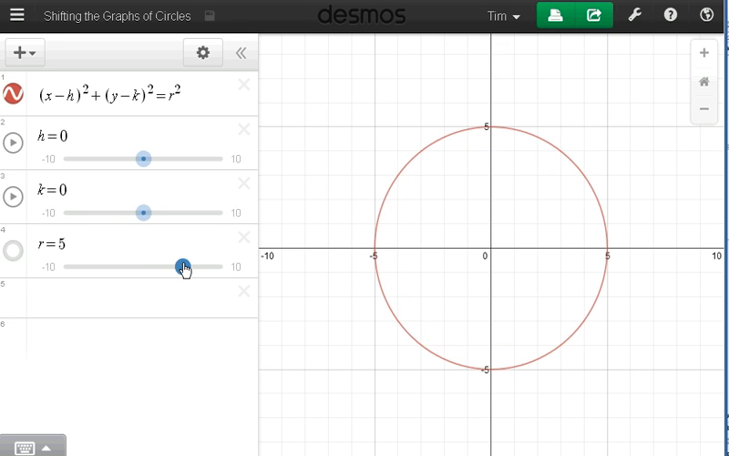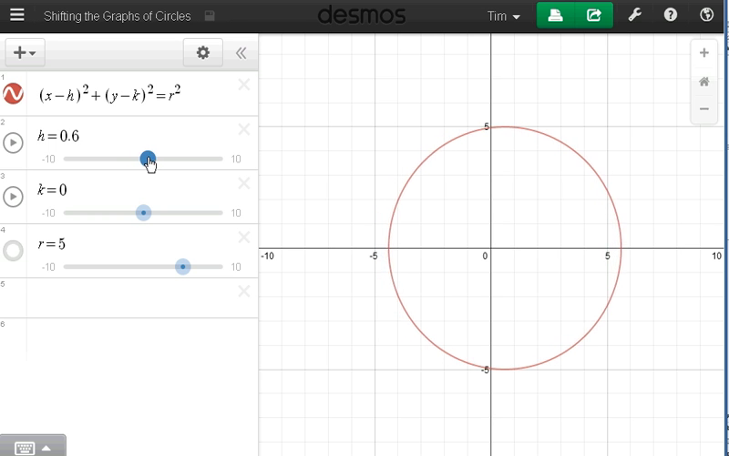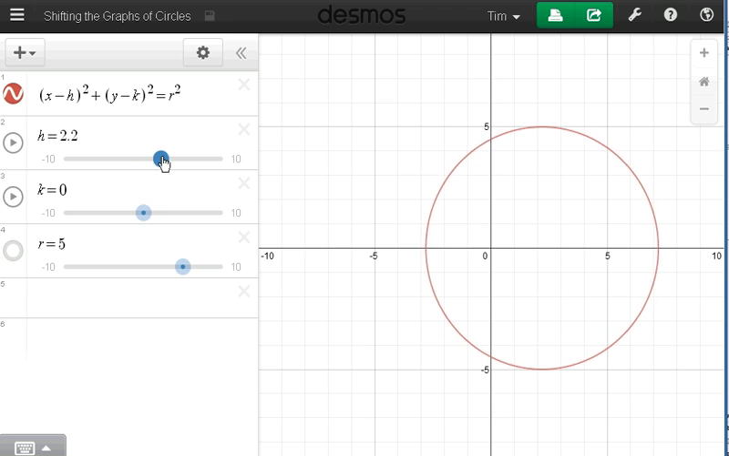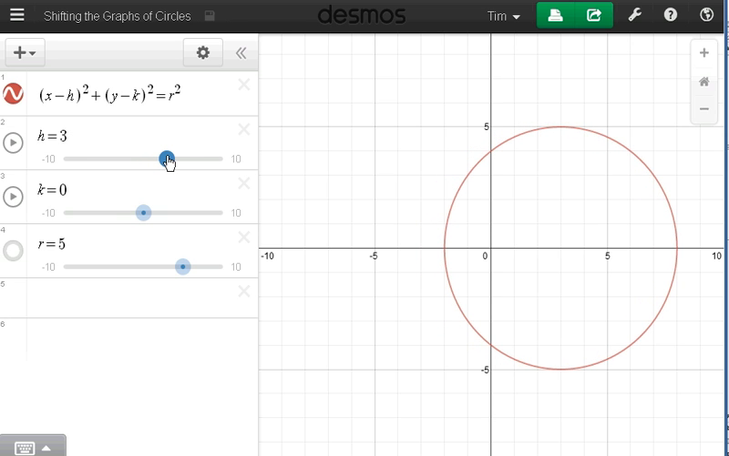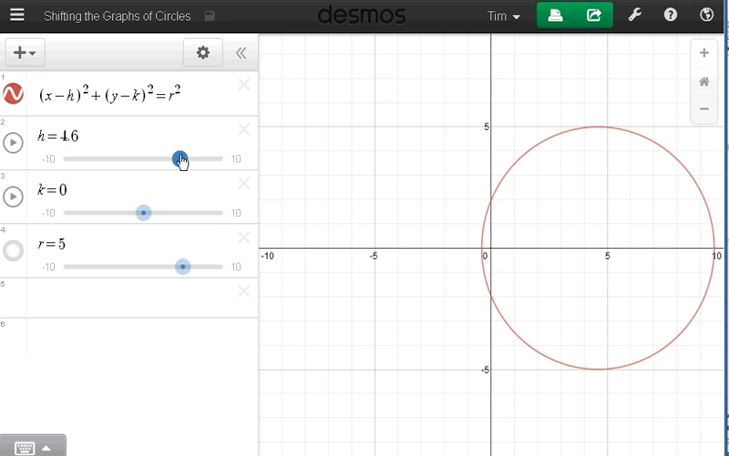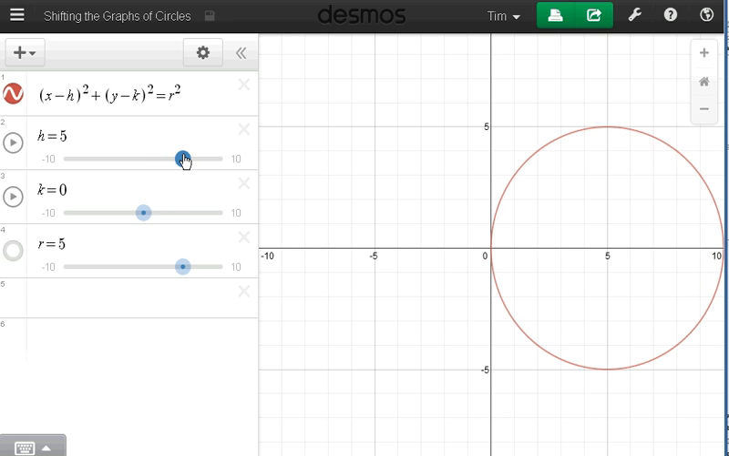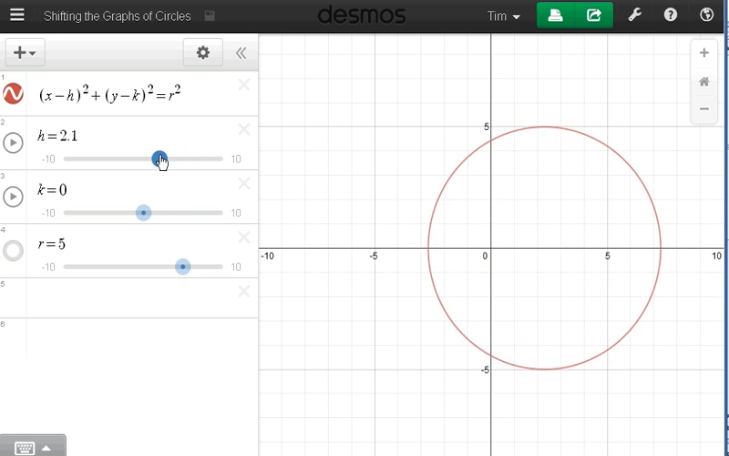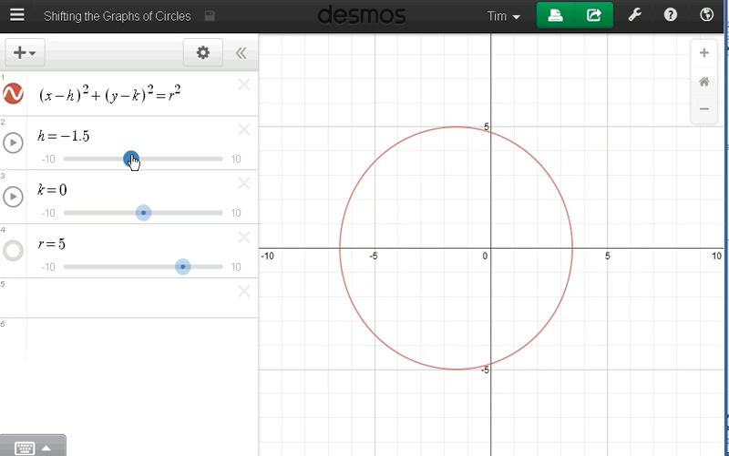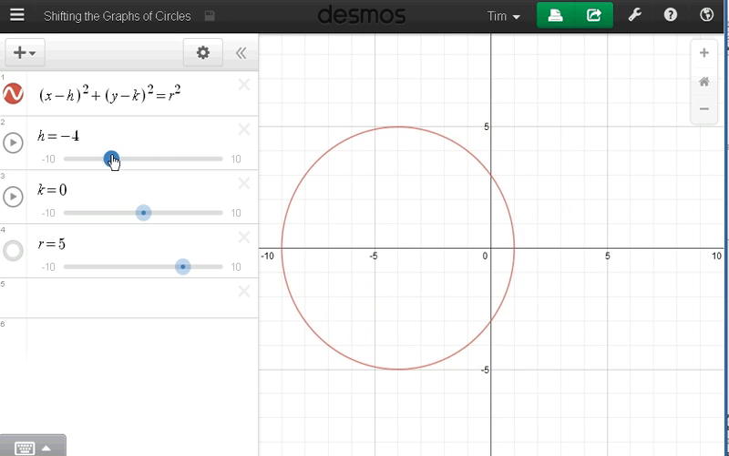So there's a circle with radius 5. What happens when we replace x with x minus h? Right now it's x minus 0, so that's pretty much the same thing as x, right? Let's see what's going to happen if we change it. What is happening as we increase the value of h? The circle is shifting to the right. As we decrease the value of h, the circle is shifting to the left.